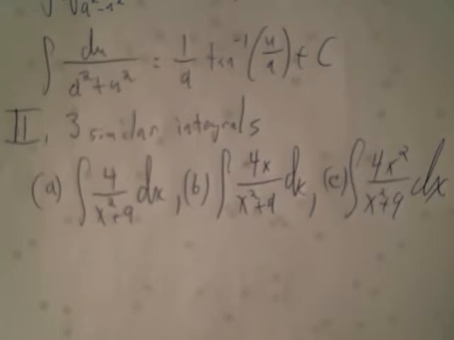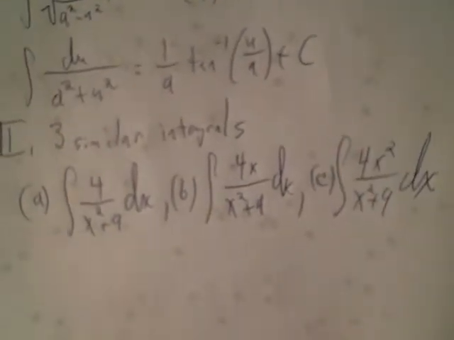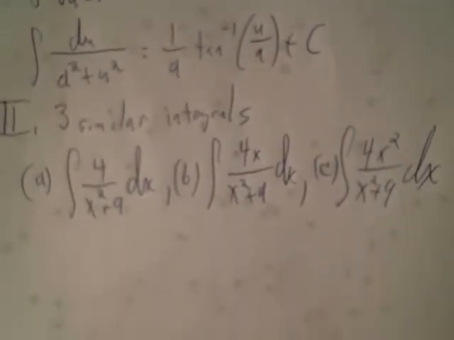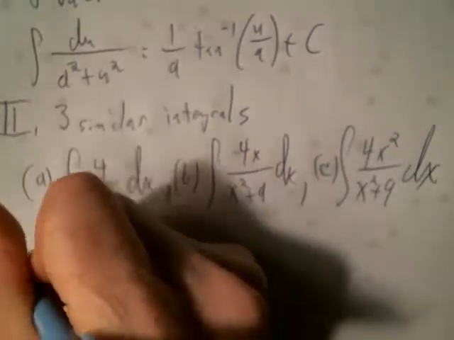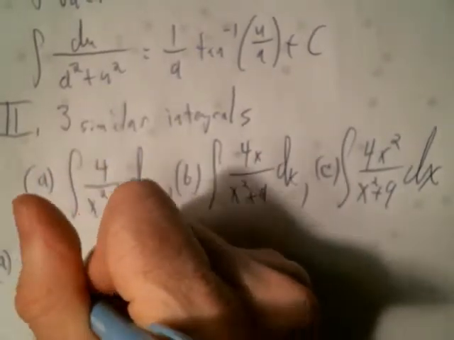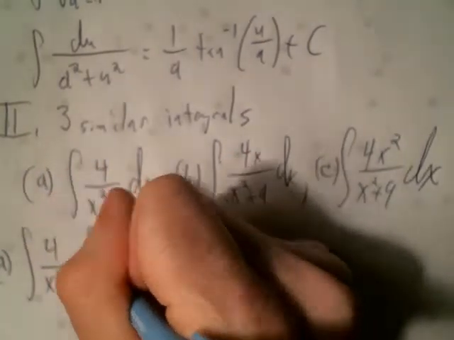It's kind of like when you are dealing with a first degree polynomial versus a second degree polynomial versus a third degree polynomial. Are these polynomials related in some way? Who knows, right? Anyways, let's take a look at them. So here we have 4 all over x squared plus 9 dx.